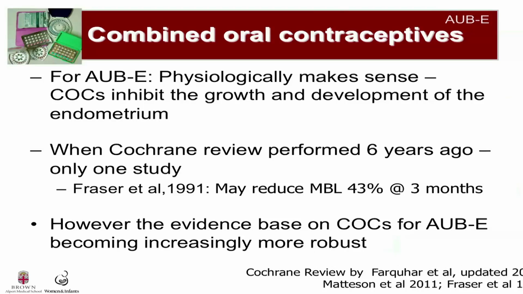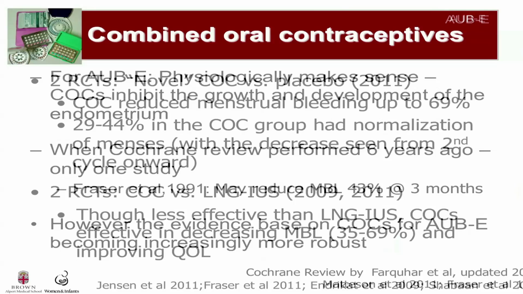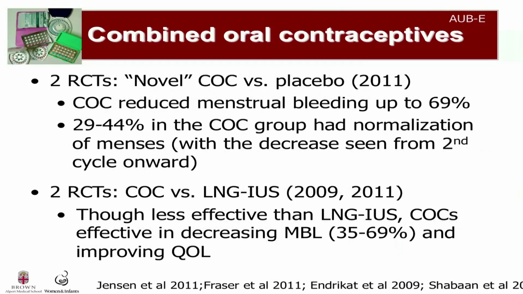However, luckily, the evidence based on combined oral contraceptives for treating abnormal uterine bleeding caused by endometrial dysfunction is becoming increasingly more robust. 4 studies evaluating the effectiveness of combined oral contraceptives as treatment for heavy menstrual bleeding have been published since 2009. So 2 randomized control trials looked at a novel combined oral contraceptive that used a different dosing regimen and a unique estrogen compound. And these studies found that combined oral contraceptives reduced menstrual bleeding by up to 69%, and that 29 to 44% of women in the combined oral contraceptive group, compared to the placebo group, had normalization of menses.